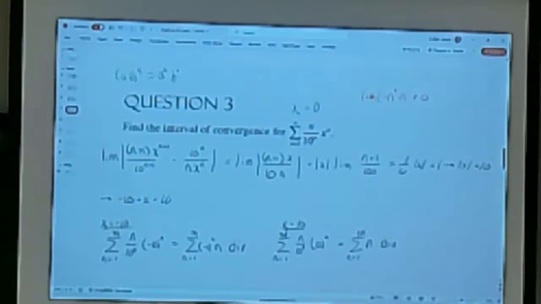So this power series happens to diverge at both endpoints. All right, so our interval of convergence is just the open interval minus 10 to 10. Again, that means that this expansion would only be valid for values of x between minus 10 and positive 10.